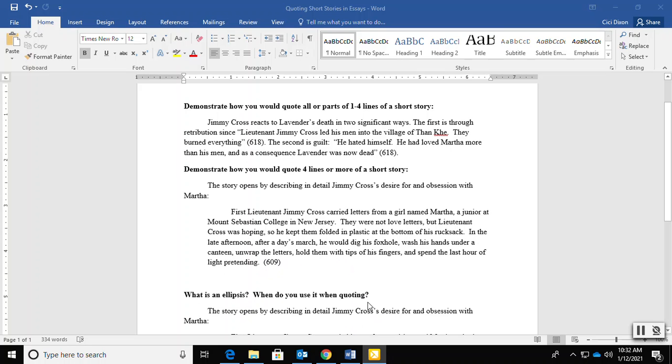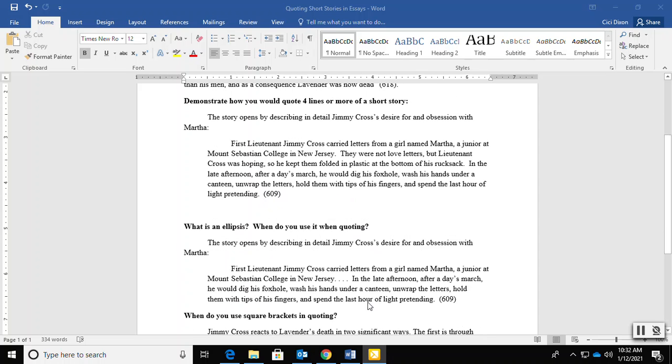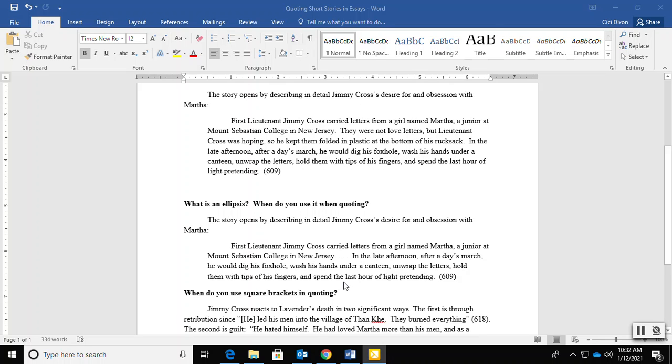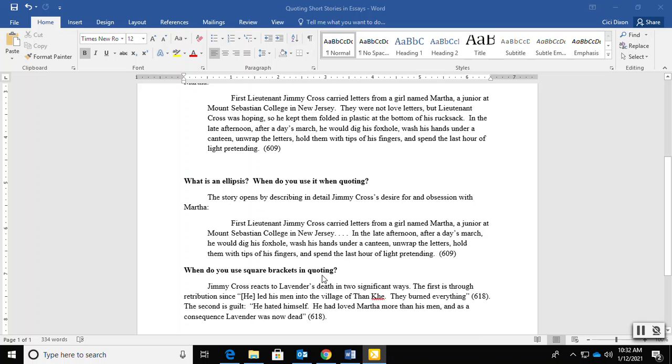So now, an ellipsis is often used to indicate when you've left something out. Okay, so here's the example here. I'm giving the same example, but I'm leaving out this particular sentence. So I use the ellipsis dots to show that I've left something out. You use brackets to add or change something in a direct quotation.